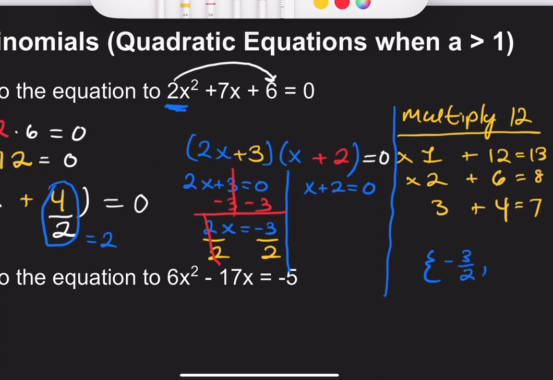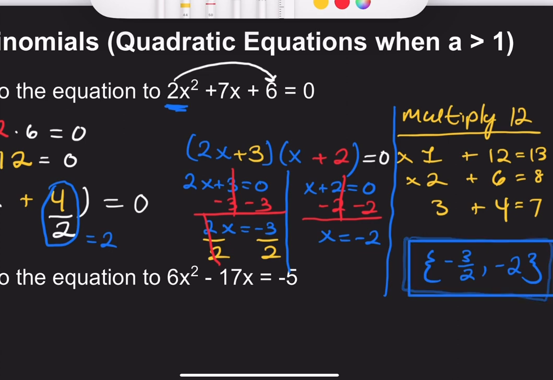The second solution is going to be found when we subtract 2 from both sides. The 2's cancel each other out. We have x is equal to negative 2. And there you go. Those are our two solutions.